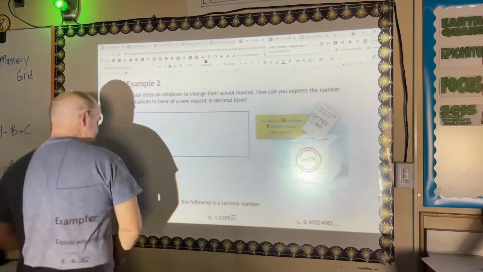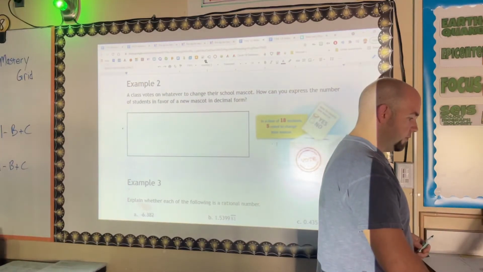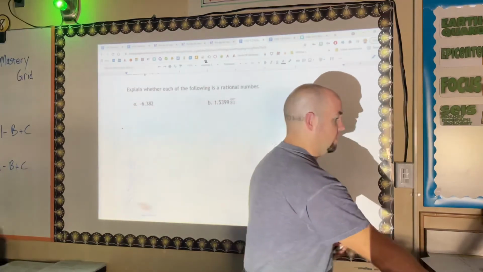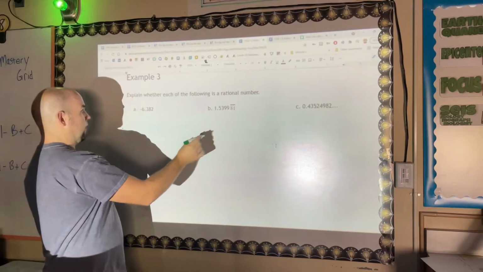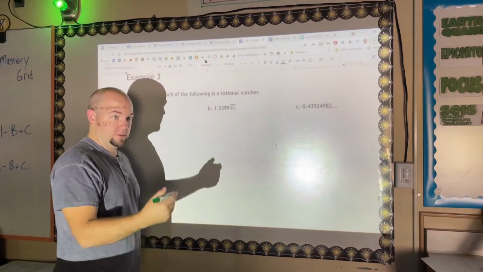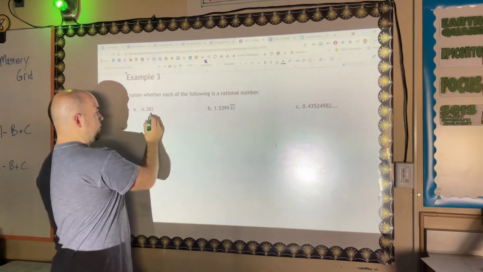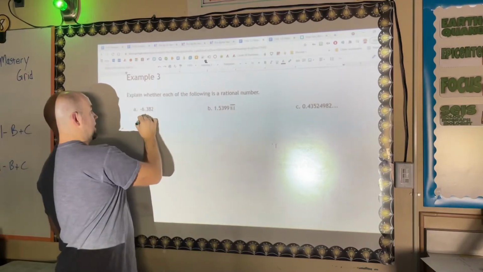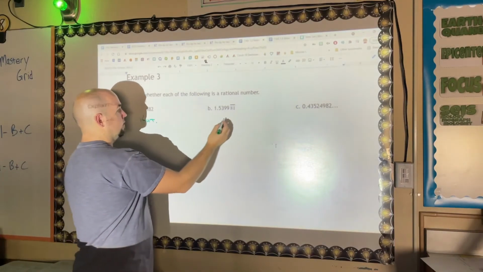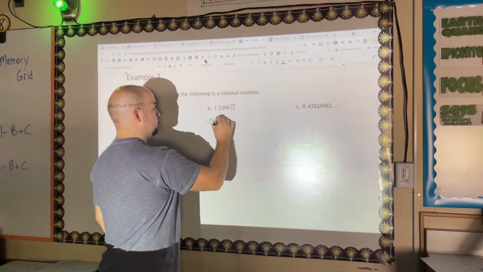Looking at the last couple ones here. Explain whether each one is a rational number or not. Rational means it stops or it terminates. So this one, negative 6.382, yeah, it eventually stops, there's nothing there. So this is rational. Right here we have one that's going to repeat, so it's actually called irrational.